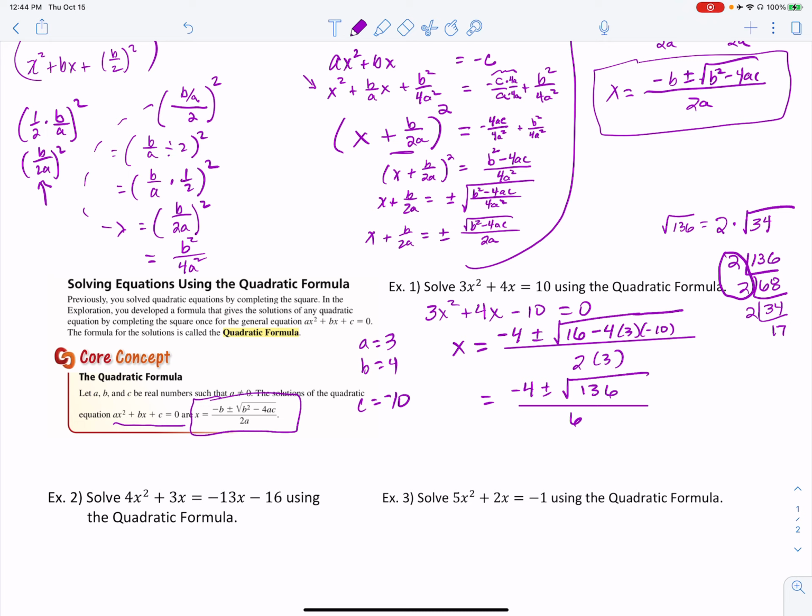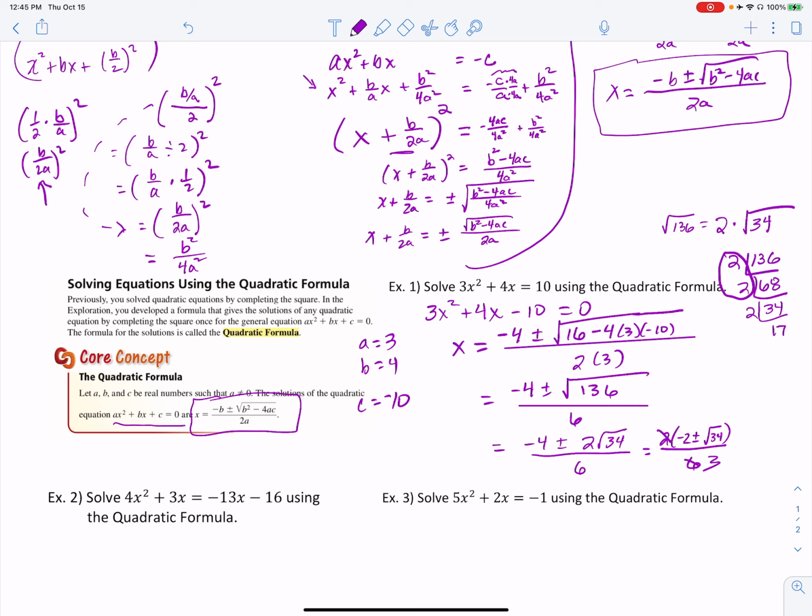So the square root of 136, the largest perfect square that went in there was 4, which I wouldn't have known that to begin with, but it is. So I get negative 4 plus or minus 2 square roots of 34 all over 6. And now, in the numerator, both terms have a 2. If I factor that out, then I have this negative 2 plus or minus the square root of 34, and that's all over 6. And now I can reduce that 2 and that 6 and make that a 3.